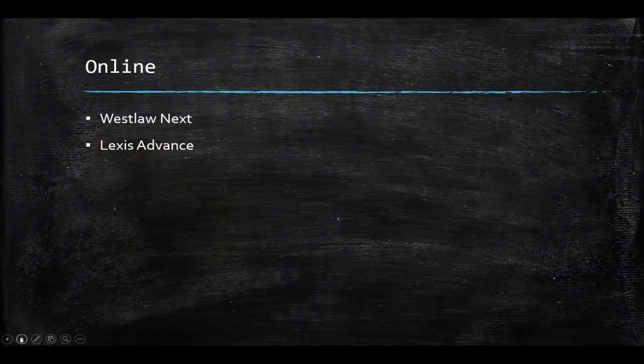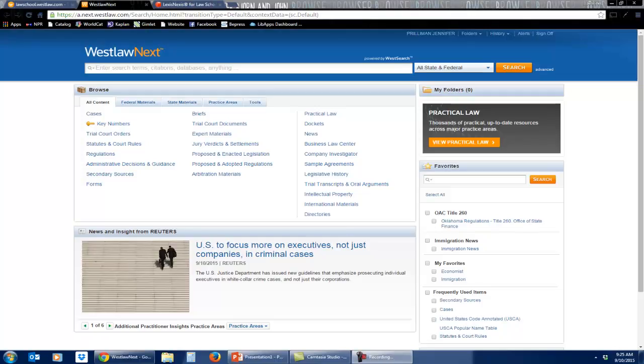There are two places where you can find ALRs online, both in Westlaw Next and Lexis Advanced. ALR is a product of Thomson Reuters, so it is easier to use in Westlaw Next, but I will quickly show you how to access the ALRs in both Westlaw Next and Lexis Advanced. So let's start with Westlaw Next.